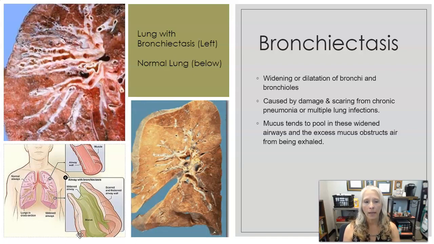and much wider and kind of scarred in this upper picture. Patients that have damage and scarring from chronic pneumonia, like if they get pneumonia every winter or they get bronchitis every winter and multiple types of lung infections, then the mucus tends to pool and widen those airways, and the infection and inflammation causes that scarring and obstruction.